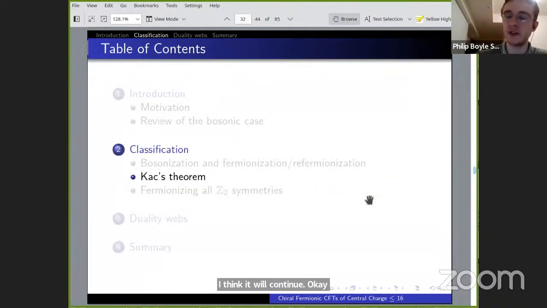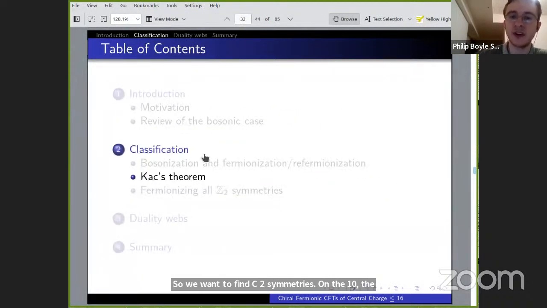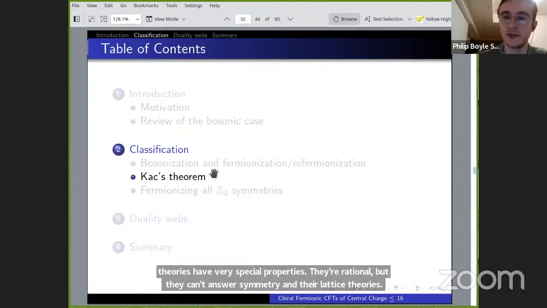So we want to find Z2 symmetries. And the technical tool we use for that is Kac's theorem. By the way, on this bosonization step, the other two groups did basically exactly the same thing. But the next point is where we diverge, because they had to do something more complicated, as they were working with the more complicated theory with c equals 24. But for us, remember I said that the bosonic theories have very special properties. They're rational, with respect to the current algebra symmetry, and they're lattice theories. Well, that's going to allow us to use this approach.